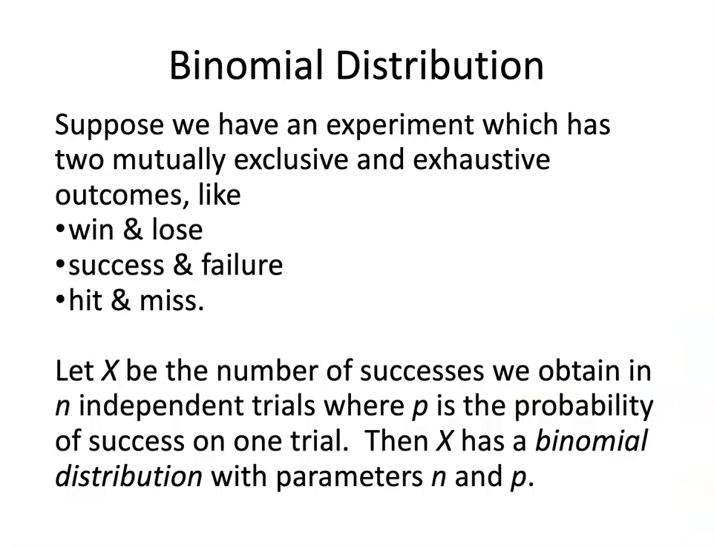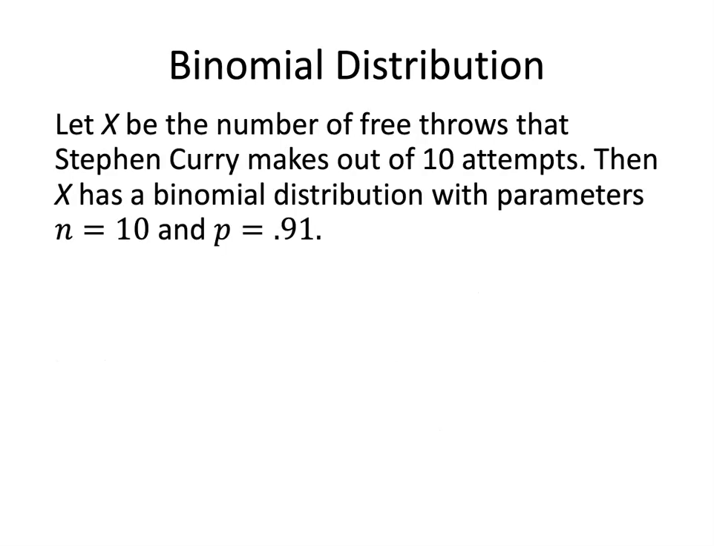Suppose we have an experiment like this, which has two mutually exclusive and exhaustive outcomes, like win and lose, success and failure, hit and miss. By the way, these experiments would be called Bernoulli trials. Let x be the number of successes we obtain in n independent trials, where p is the probability of success on one trial. Then x has what we call a binomial distribution with parameters n and p.